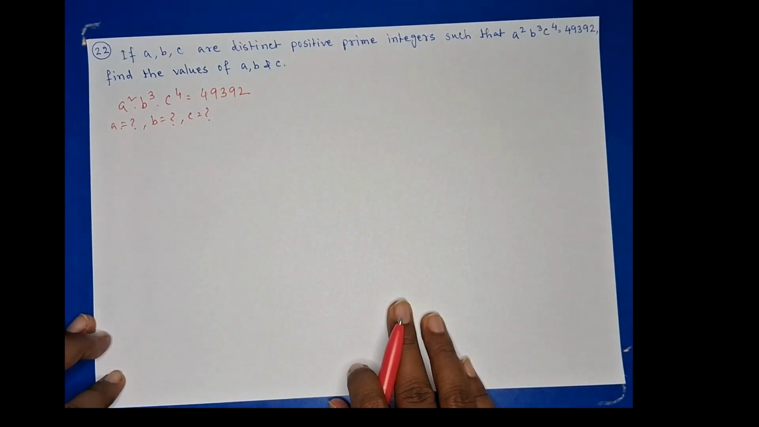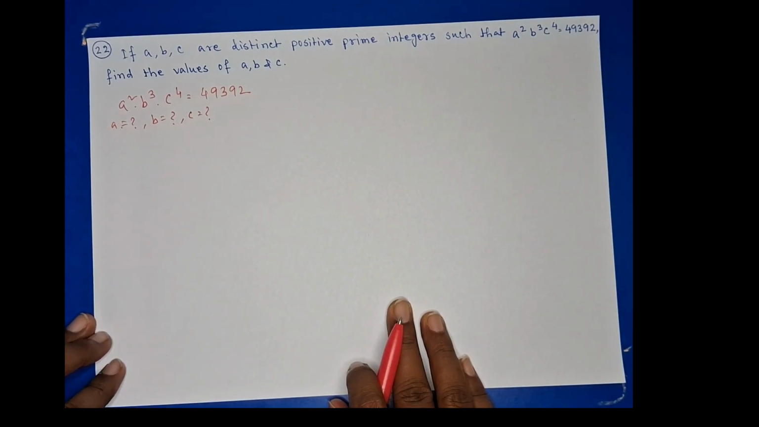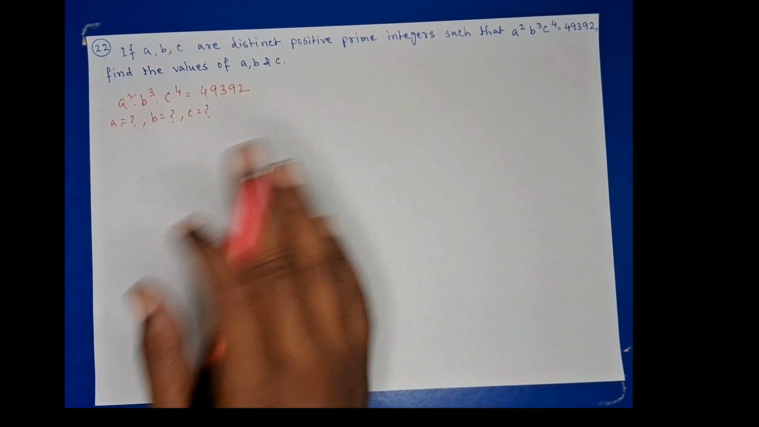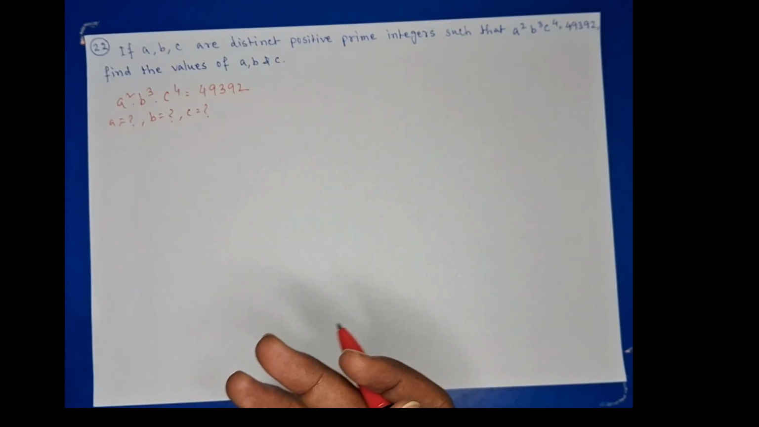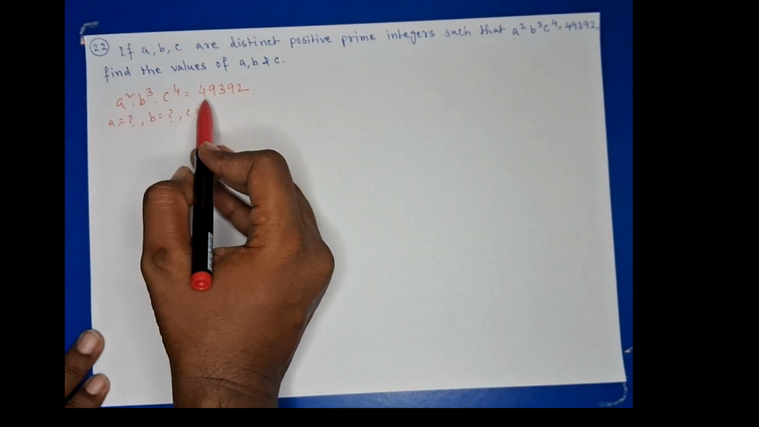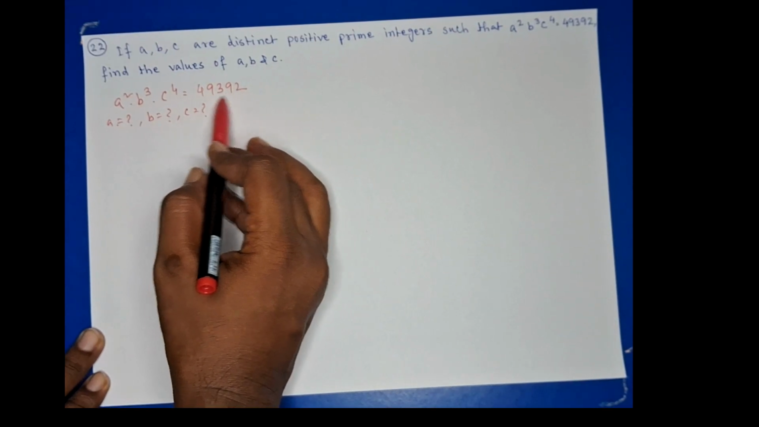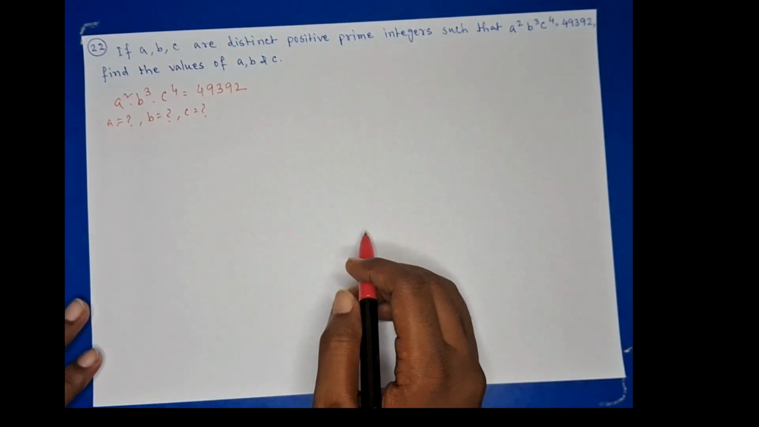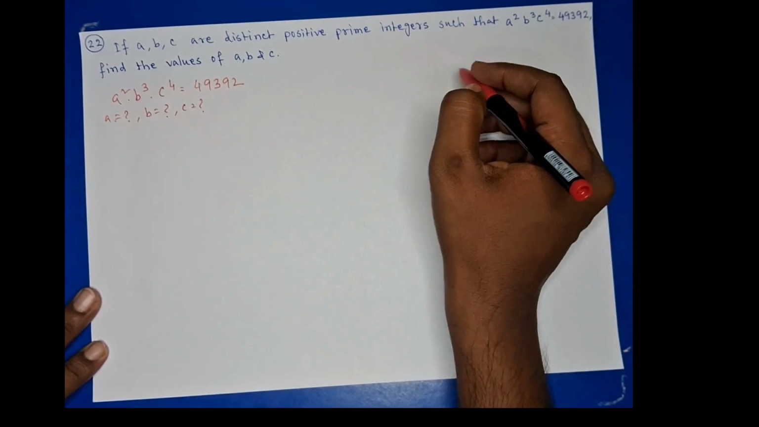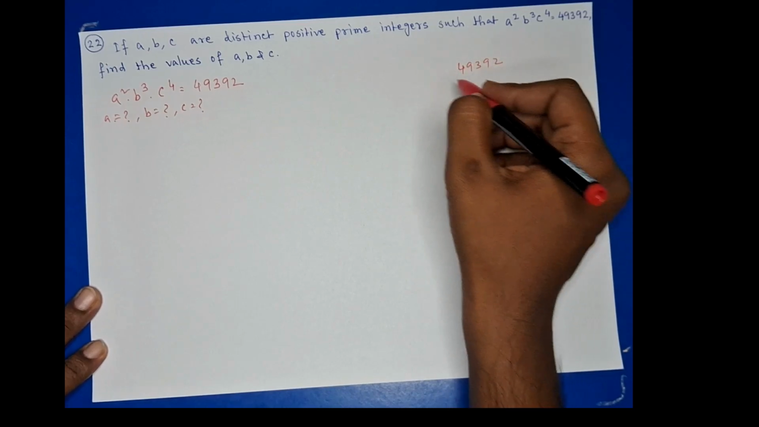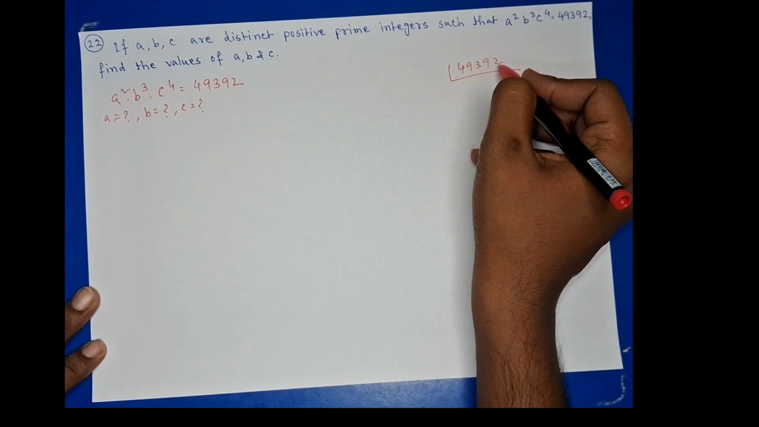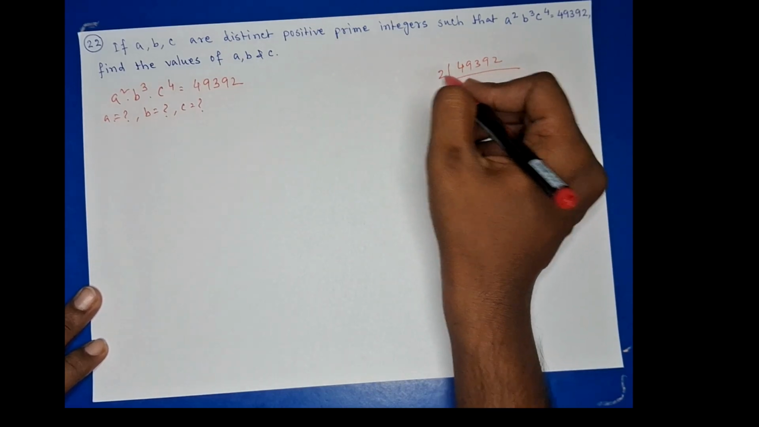How to? Do you find any options how to solve it? I cannot. So what is left? Let us factorize this. Let us factorize by prime factorization. Let us factorize 49392. If we factorize, at the end 2 is there, so it will be divided by 2.